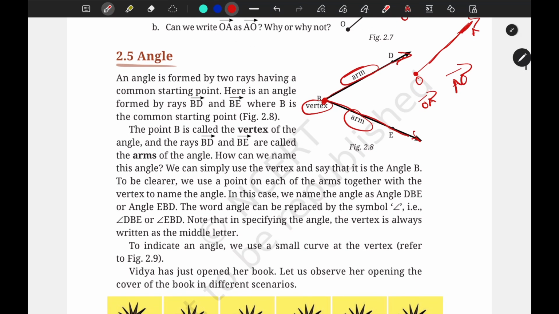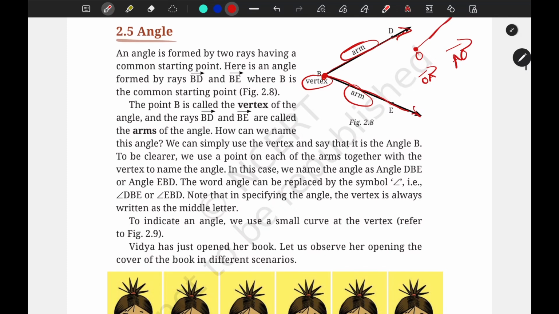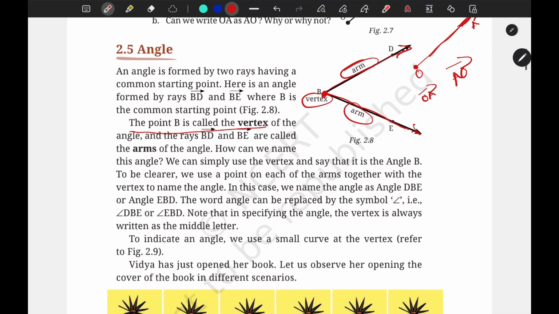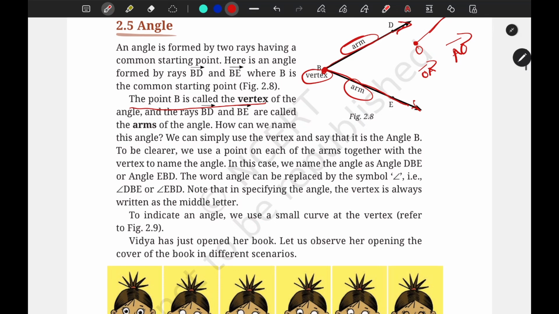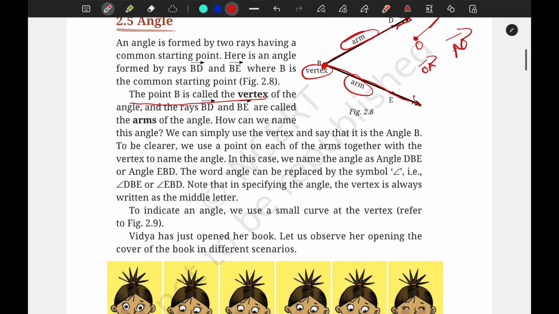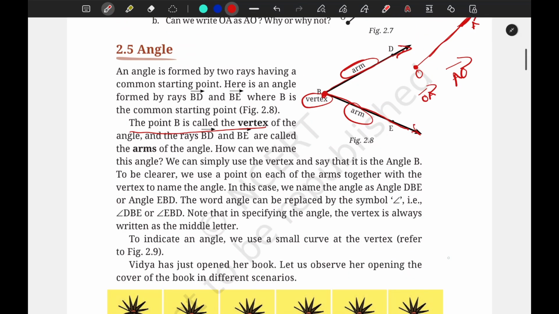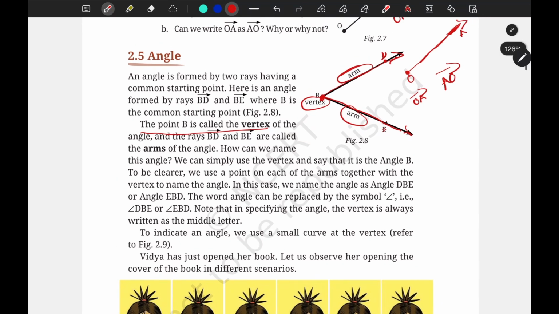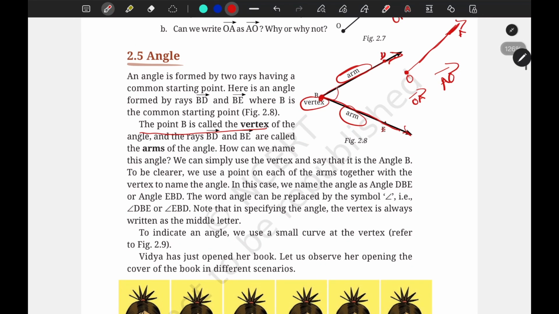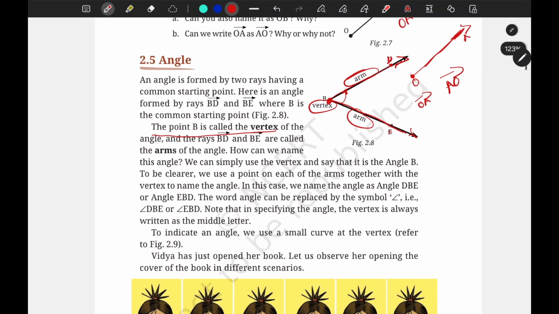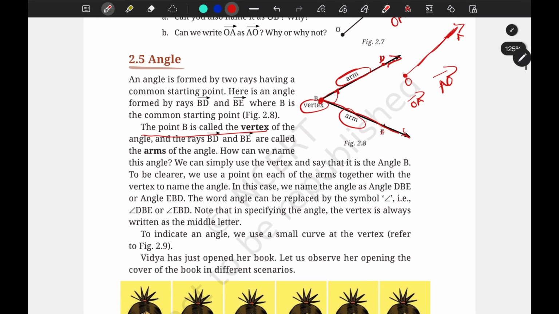The point B is called the vertex, and the rays BD and BE are called the arms. I already said this for you, right? For naming purposes, we mention some point on each ray, so D, E, and the angle would be here between the two arms. You can blindly remember that the angle will be at the vertex.